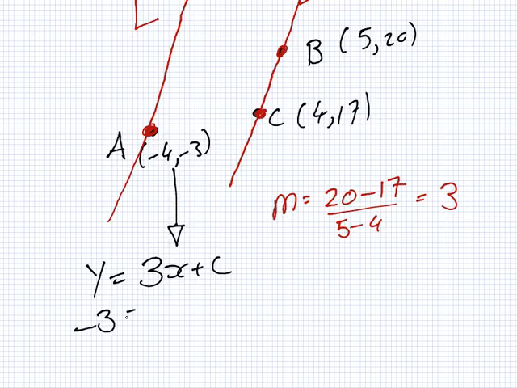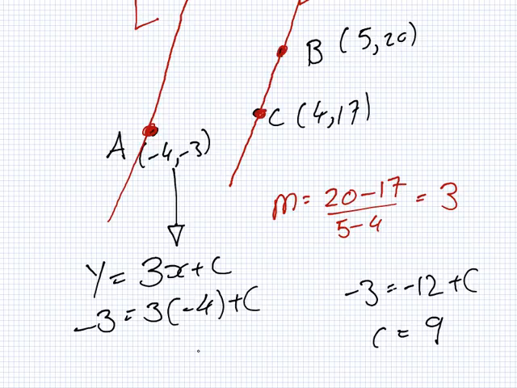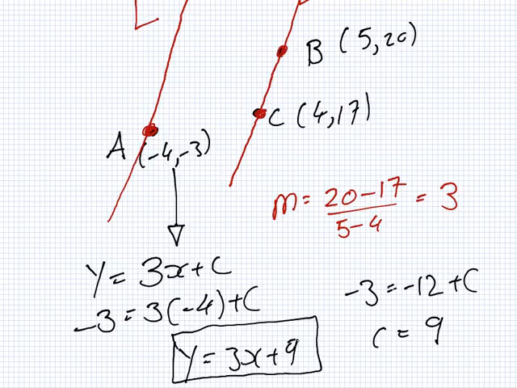Minus 3 equals 3 times minus 4 plus c. Minus 3 equals minus 12 plus c. c equals 9. y equals 3x plus 9. That's the answer. Right, okay, so that's that one. So if you can check your answer, and then I'll give you another one.